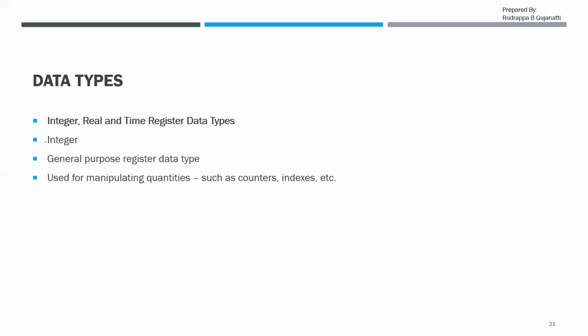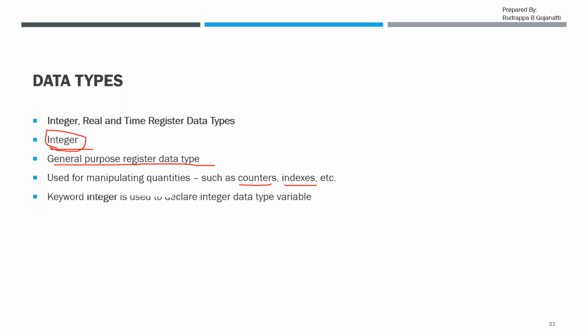So next is the integer data type we were discussing. This is a general purpose register data type, which is basically used for manipulating quantities such as those we use in counters and indexes. So these kinds of things we go for with the integer data type. So how do I declare an integer data type in Verilog? The keyword itself is integer. I make use of the keyword integer.